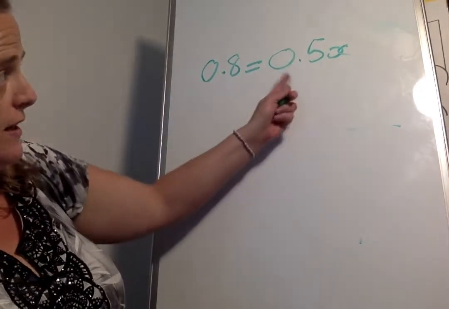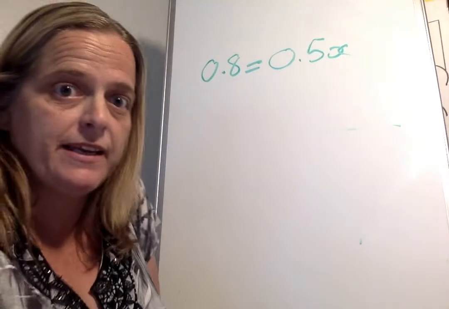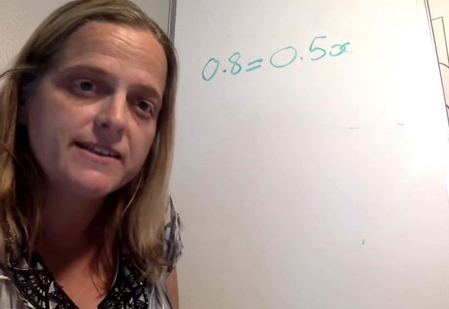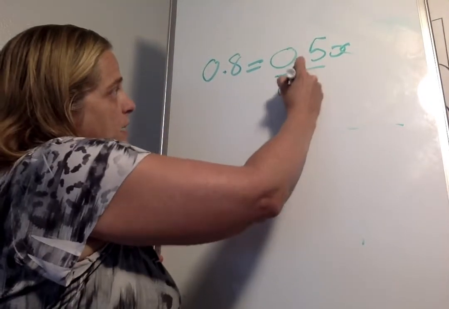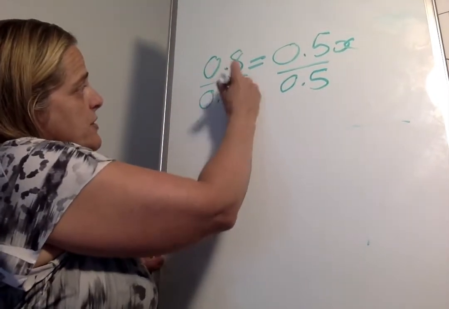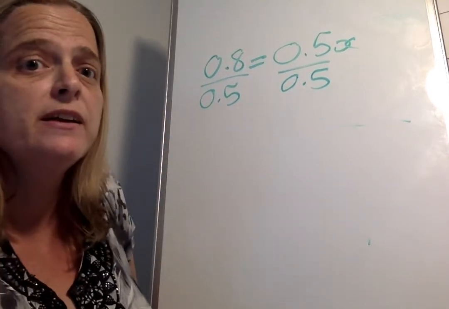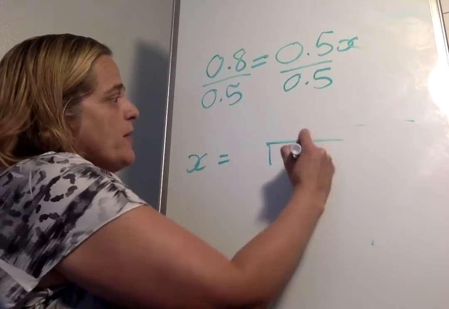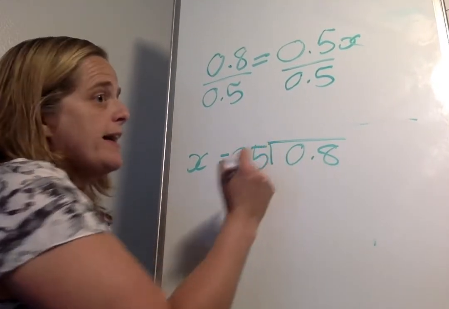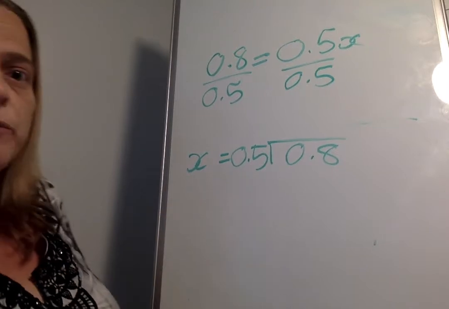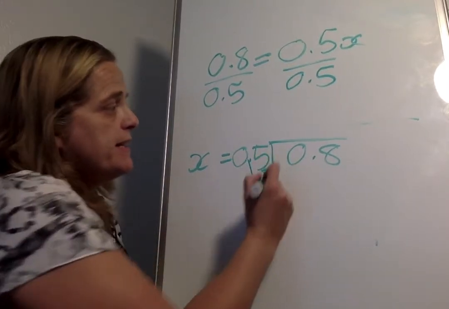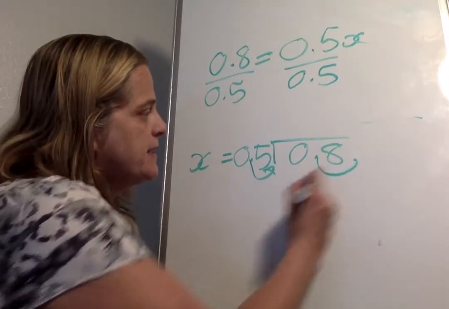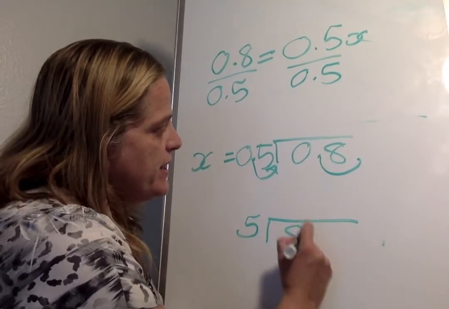So when a number is up against a variable, it's kissing. No, it's multiplying. To get rid of multiplication, you use the inverse. The inverse is division. Divide by 0.5. What you do on one side of the equation, you must do on the other side of the equation. And therefore, it now is x will equal 0.8 divided by 0.5. Can't do it. You have to move the decimal. Move the decimal one place here. Therefore, you have to move the decimal in the dividend too. Move it one place. So now it's 5 divided into 8.